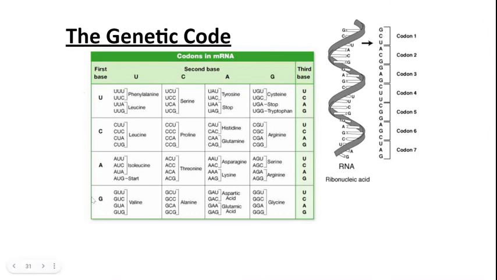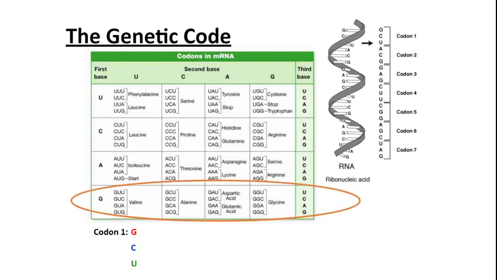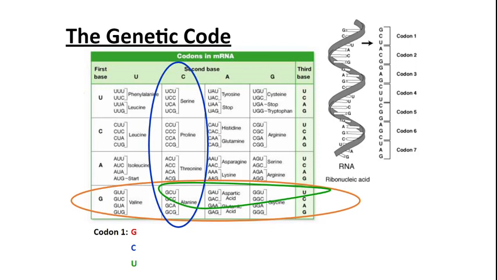GCU. So we'll have a G. Here's our first base. Our second base is C, so we're going to be down here. And U, so you're going to follow that across for the U. And that'll give us alanine as our amino acid to build our protein. So here's a better representation to show you how we code for that first codon using our code reader.